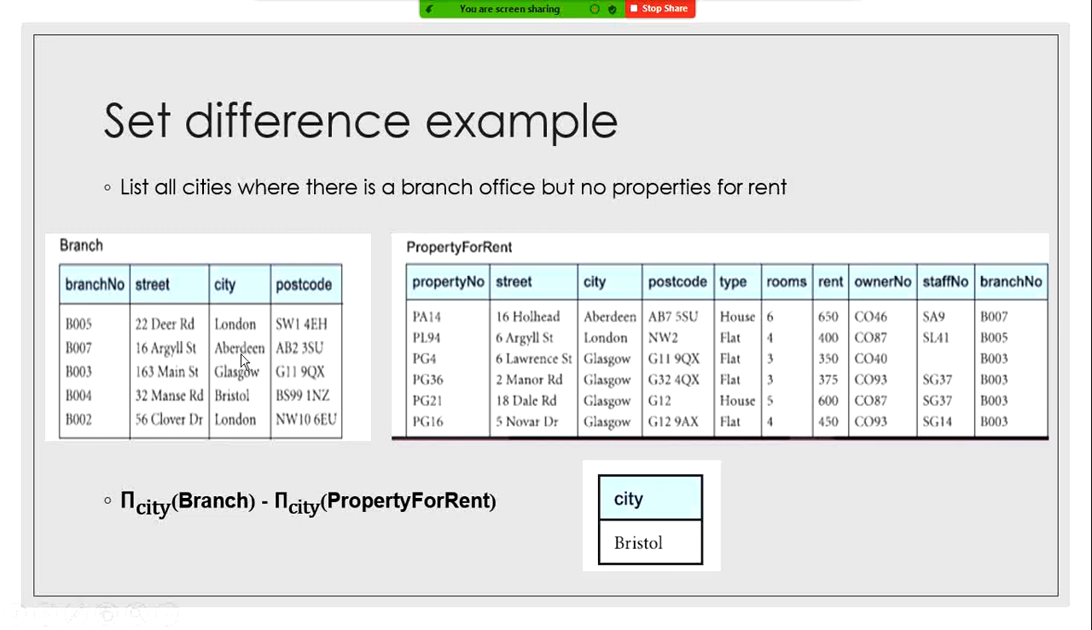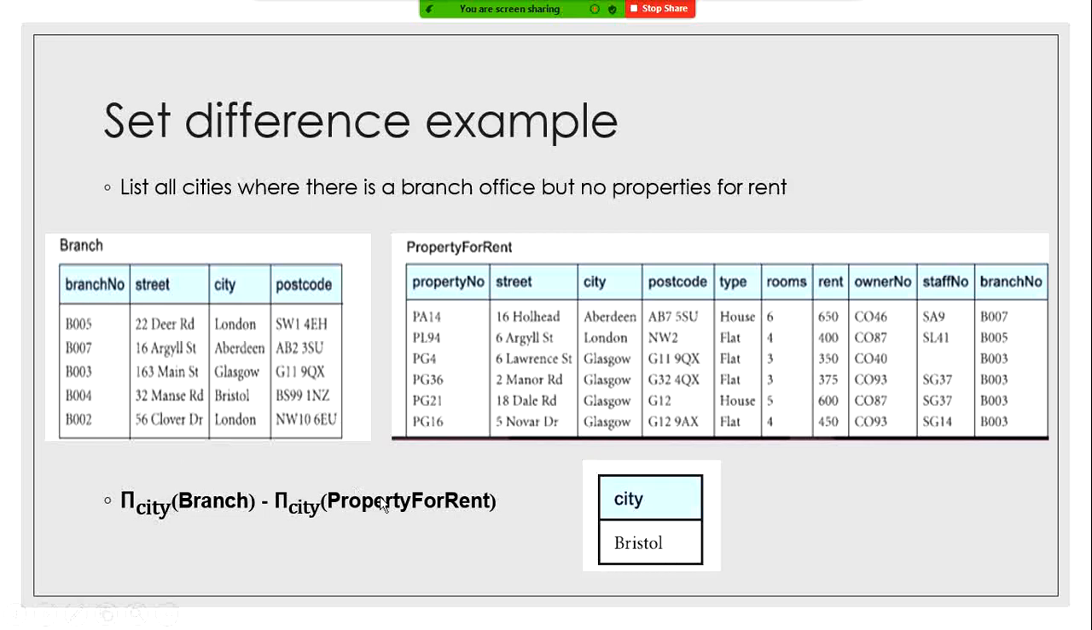Then we will see the next, Aberdeen. Aberdeen is present here, we will ignore it. Glasgow is also present in both tables. Then we have Bristol. Bristol is not present in the city column of property for rent. So in our result table we will have only Bristol because we have our branch office in Bristol but we don't have any property for rent in Bristol.